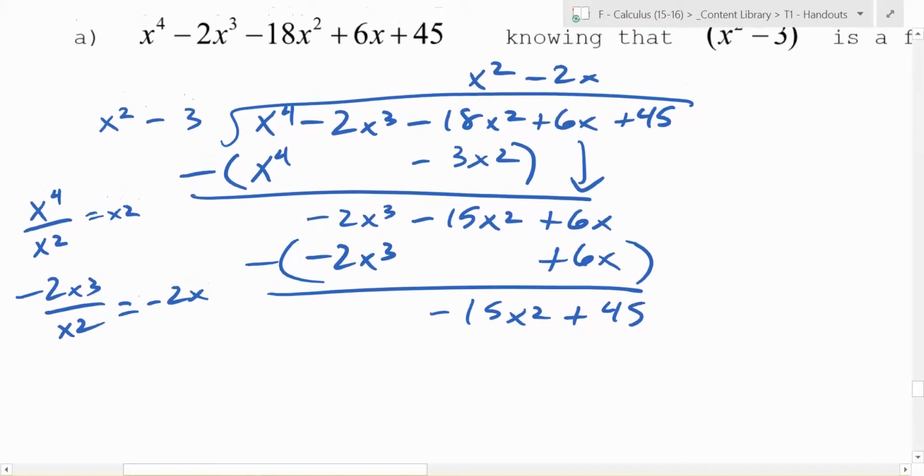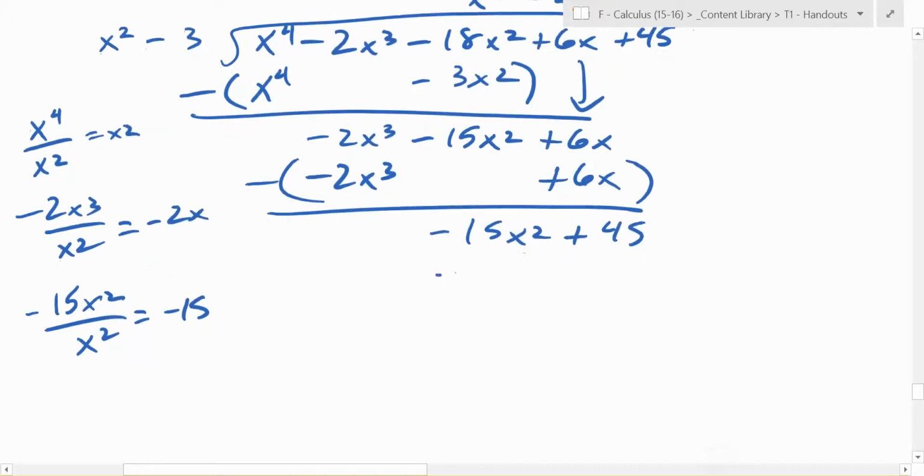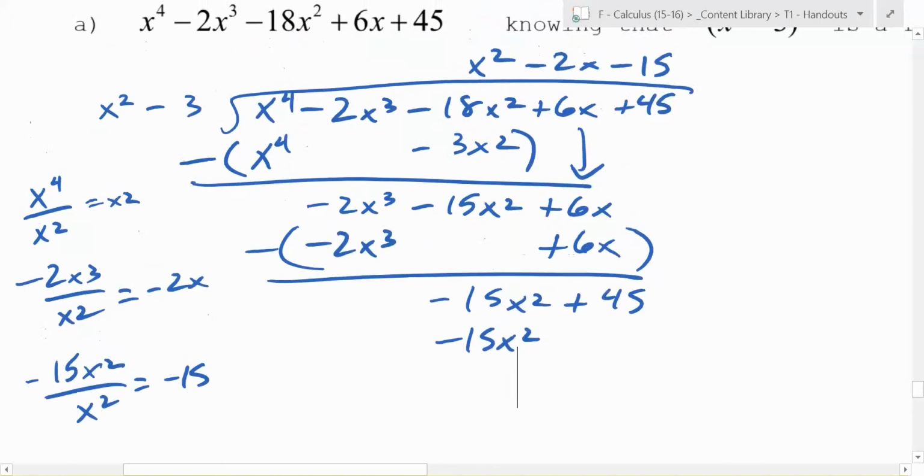So what's the leading term now? 15x squared. Yep. Over x squared equals negative 15. And then you do minus 15, and you get negative 15x squared plus what? Plus 45, from the negative 15 on top multiplied by the negative 3. Okay. You subtract it. What are you left with? 0. Is that a good thing? Yeah.